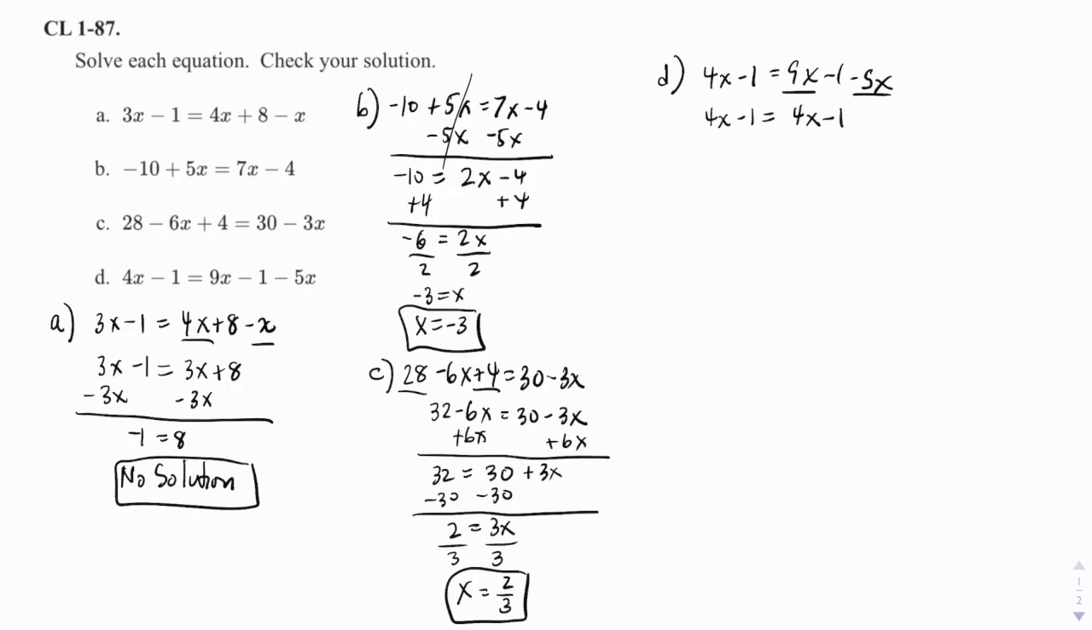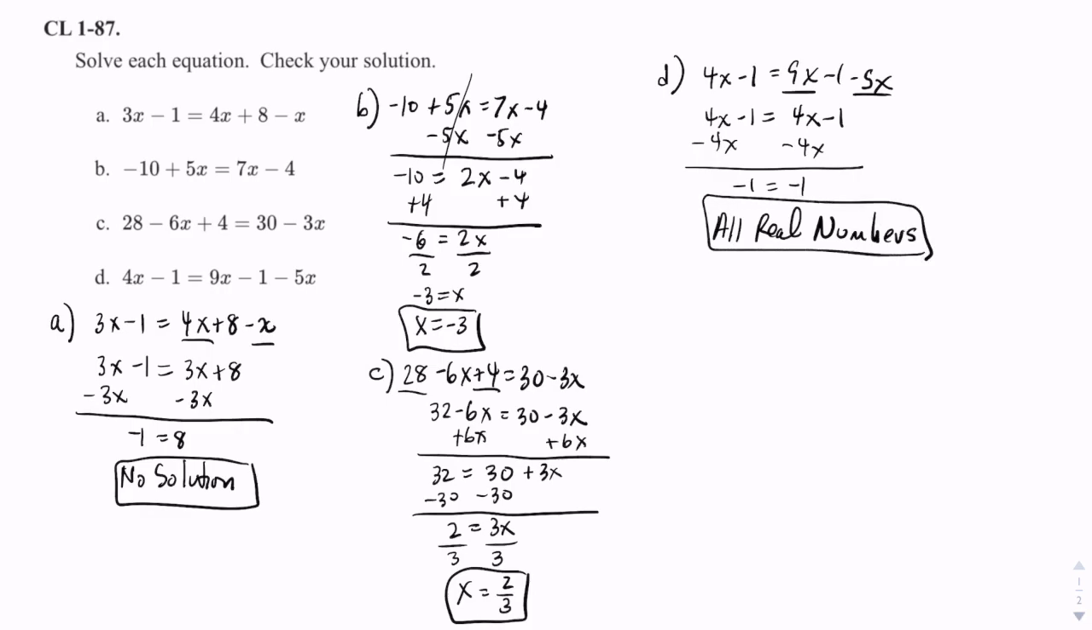But if you want to get down to eliminating your variables, you'd get negative 1 equals negative 1, and your question would be, when does negative 1 equal negative 1? And the answer is always, so your answer would be all real numbers. And the reason for that is no matter what value you put into the original equation for x, you're going to get the left-hand side and the right-hand side to be equal.